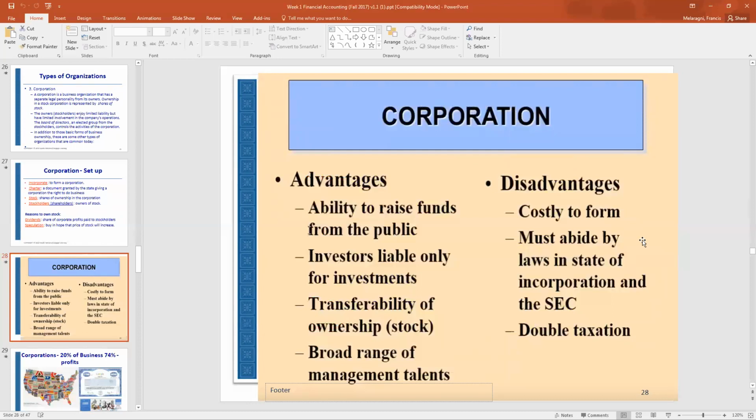You have to file paperwork approved by the state, and then you have to abide by the laws of the state and the Internal Revenue Service, etc. And then one of the big disadvantages is this idea of double taxation. So in the traditional form of corporation, what happens is that the corporation is taxed at the corporate rate. And then if the earnings are distributed to the shareholders by something called dividends, then the individual is also taxed on that dividend. So that's that idea of double taxation.